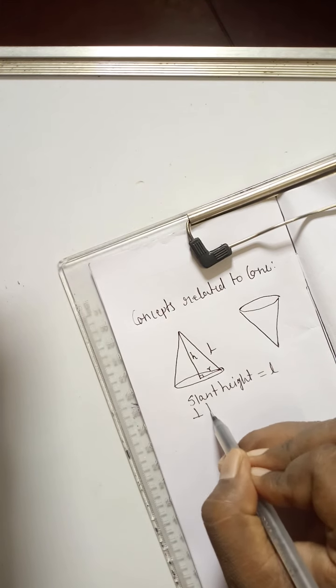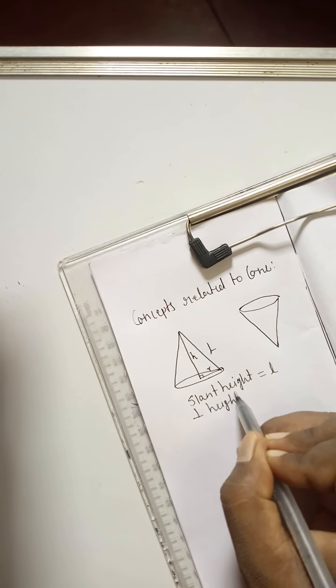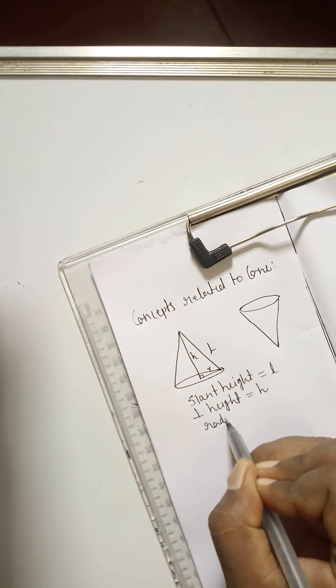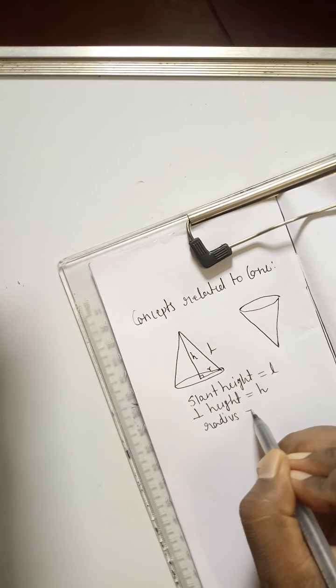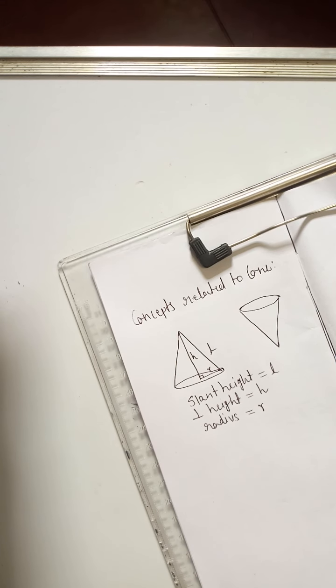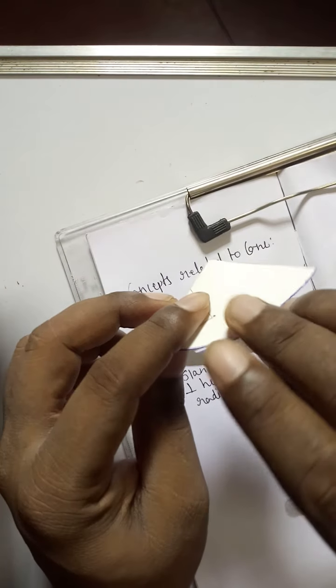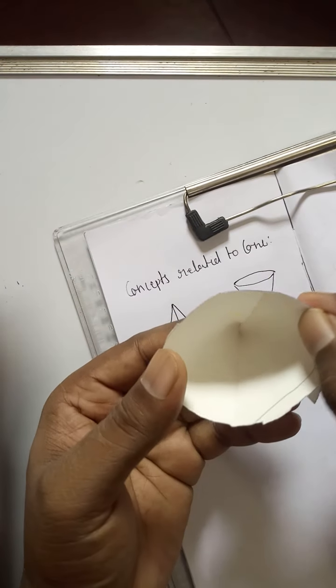The perpendicular height is denoted by h, and its radius is denoted by r. As we have discussed last time through some activities, in the same way I'll try to give you this concept also. I'm just trying to make you understand that this is the cone.